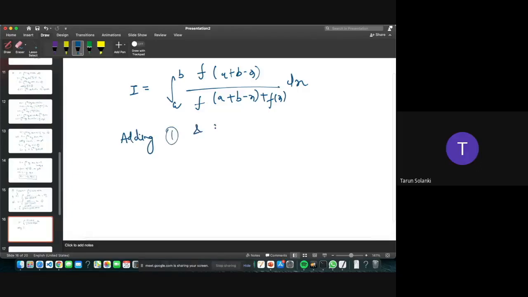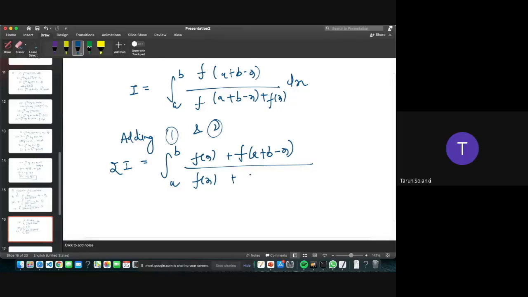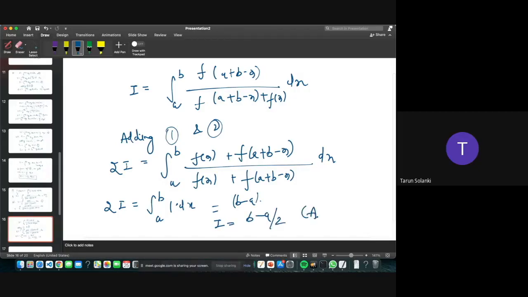So adding 1 and 2, 2I is equal to the integral from a to b of f x plus f of a plus b minus x, divided by f x plus f of a plus b minus x, dx. So 2I is equal to the integral from a to b of 1 dx. So it becomes b minus a. So I becomes b minus a by 2. So this is our answer. So copy this.